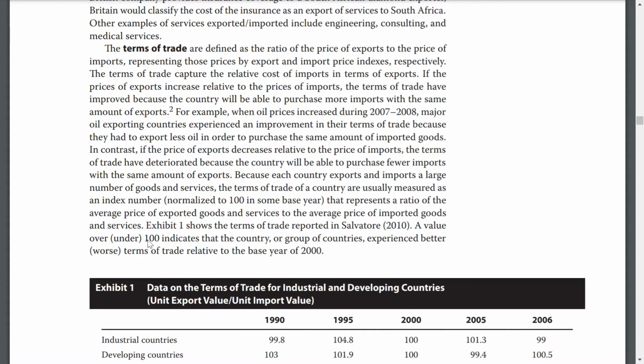Because each country exports and imports a large number of goods and services, the terms of trade of a country are usually measured as an index number normalized to 100 in some base year. That represents a ratio of the average price of exported goods and services to the average price of the imported goods and services. Exhibit 1 shows the terms of trade for selected countries.